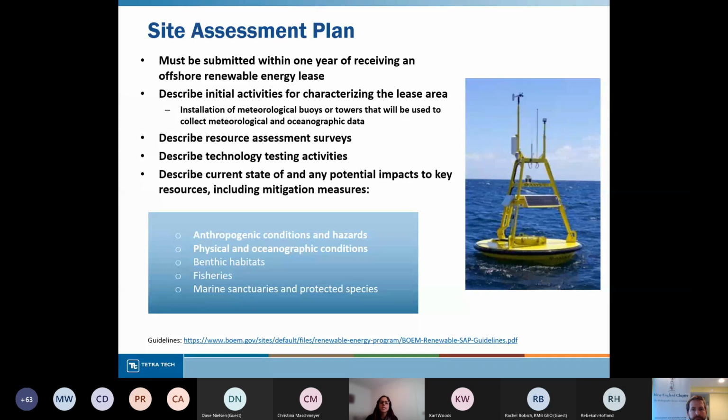So BOEM wants to see that the developer has a full understanding of the baseline conditions of the resources, any impacts that might happen to those resources, and what the developers' proposed mitigation measures are to limiting those impacts. The resources that are supported by geophysical survey are the anthropogenic conditions and hazards and the physical and oceanographic conditions.